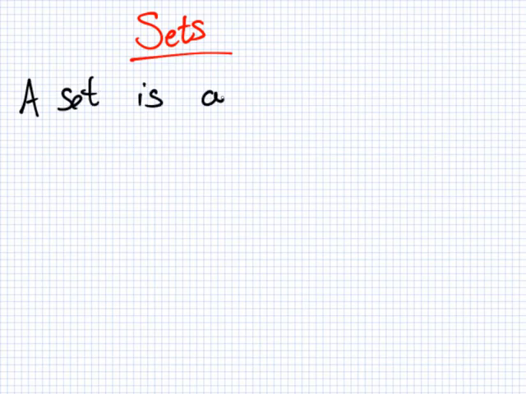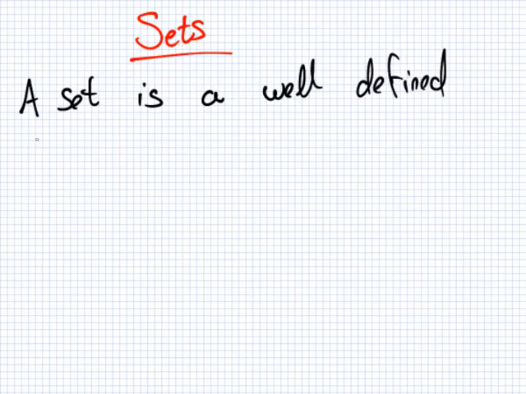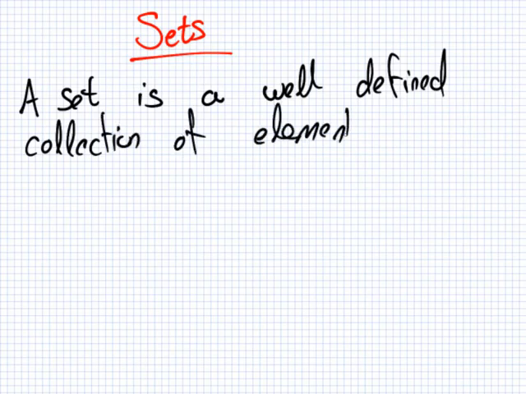is a well-defined collection of elements. Now that sounds very fancy. What does that really mean? It just means that a set is a list of things, really. So for example, here's a set.